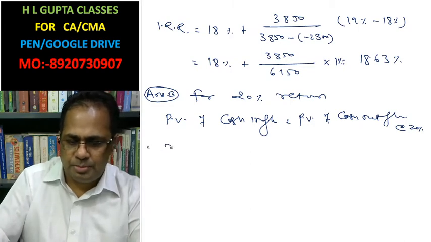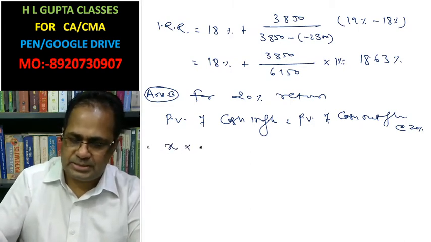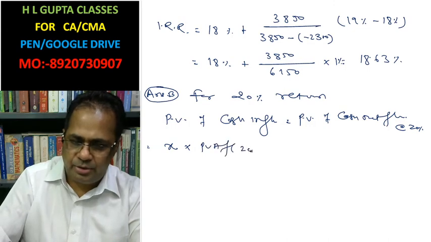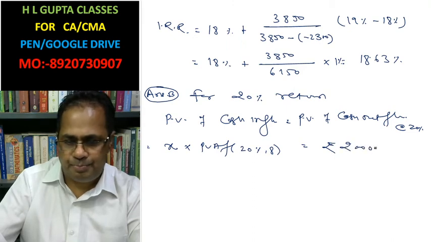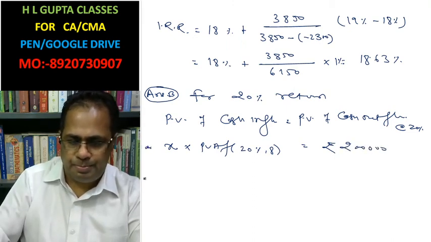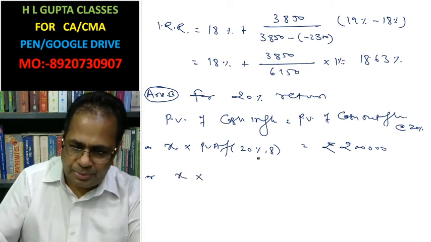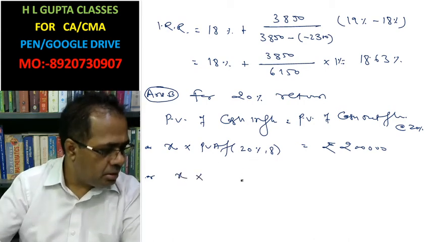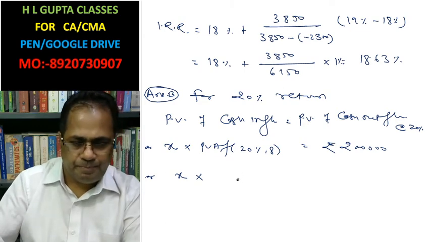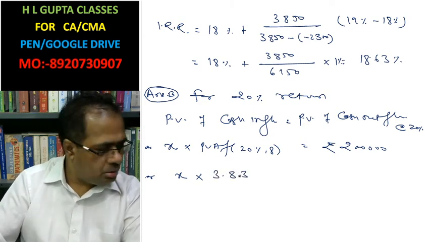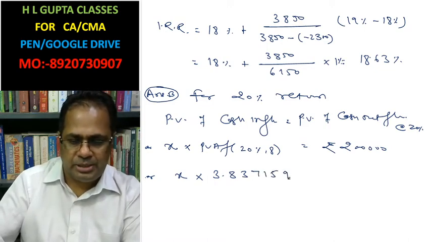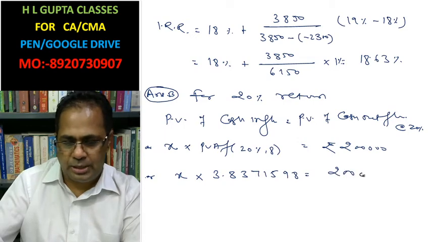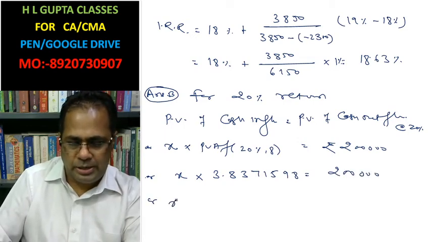What is the present value of cash inflow? Let us assume X. Present value annuity factor at 20%, 8 years, is 3.83, and the cash outflow is rupees 2 lakh. So X into present value annuity factor 3.83 equals 2 lakh, where X is the annual lease rent.